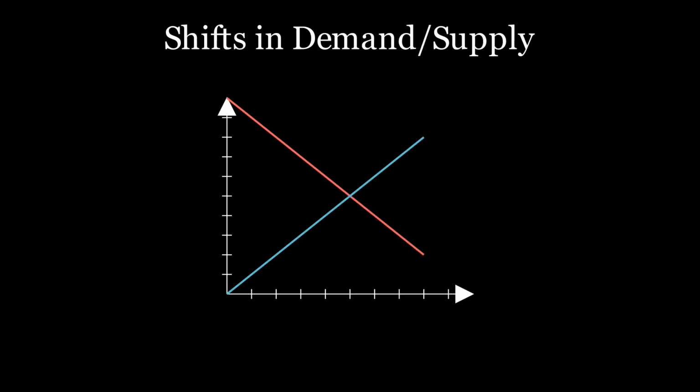So far, we have examined how price affects quantity demanded and supplied. However, external factors can also impact demand and supply independently of price, causing shifts in the demand or supply curve.